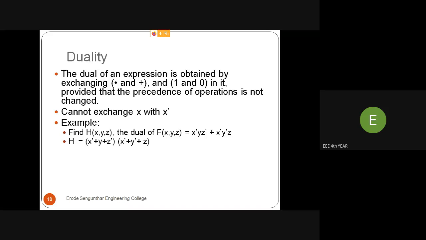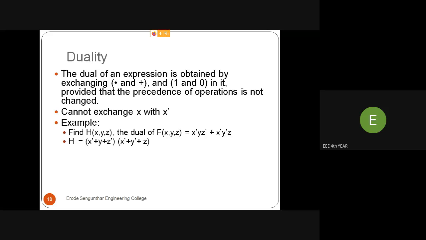Now the next concept is duality. The dual of an expression is obtained by exchanging dot and plus, that is, exchanging product and sum and 0s and 1s, provided the precedence of operations is not changed. We cannot exchange x with x bar. Now let's see the example. Find h of x, y, z, the dual of f of x, y, z, which is equal to x bar y z bar plus x bar y bar z.